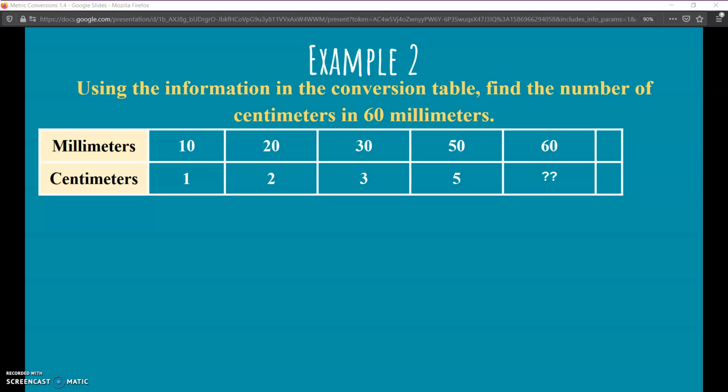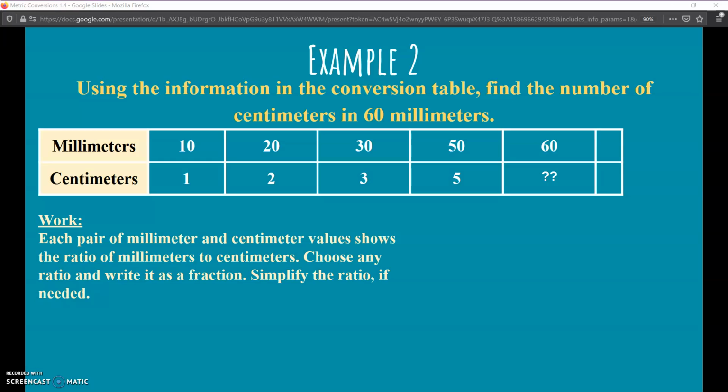Example 2. Using the information in the conversion table, find the number of centimeters in 60 millimeters. So we have a lovely conversion table here telling us how many millimeters are in each centimeter. So there are 10 millimeters in 1 centimeter, 20 in 2, 30 in 3, and so on. So each pair of millimeter and centimeter values shows the ratio of millimeters to centimeters. Choose any ratio and write it as a fraction.